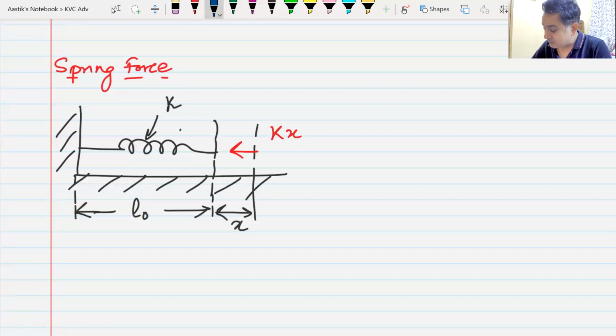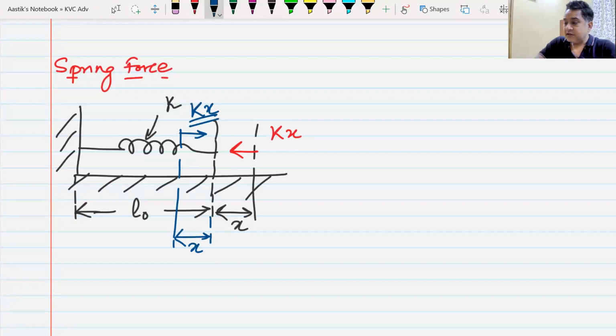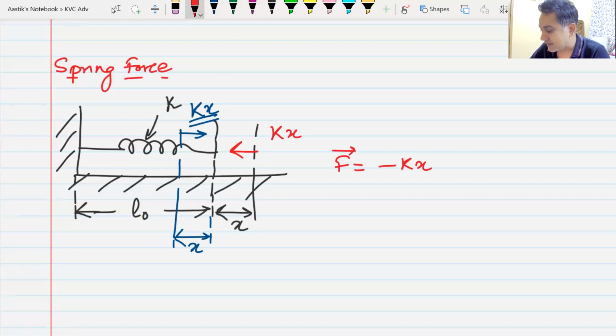If it is compressed by a distance of X instead of extension, it will now push it with the same force Kx. Do we understand this? Yes or no? So spring force is Kx. We can call it minus Kx if you write it in vector form, because it is always opposite to the direction of X.